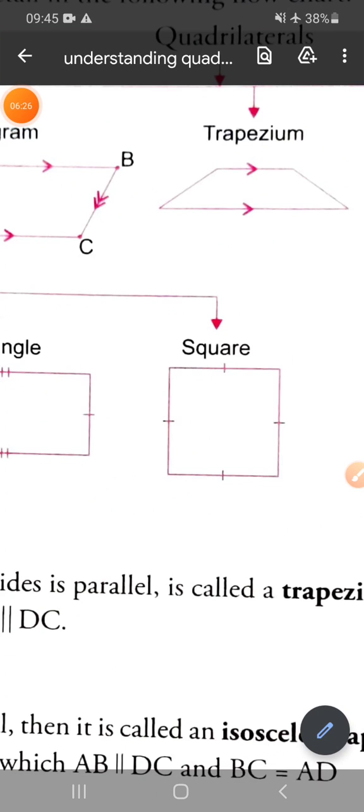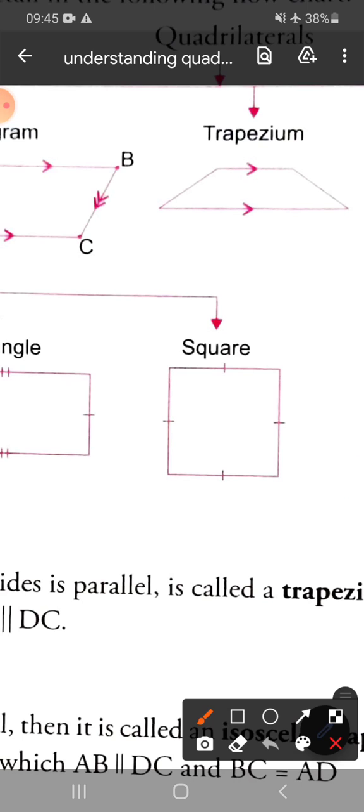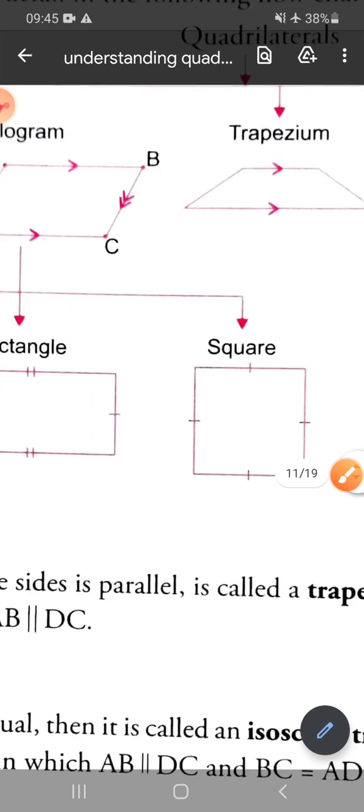Now the next type of parallelogram is the square. A square can be stated as a type of rectangle having all sides equal. That means a square will have all the properties of a rectangle, and as the rectangle has all the properties of a parallelogram, a square will also have all the properties of a parallelogram as well as a rectangle, right?